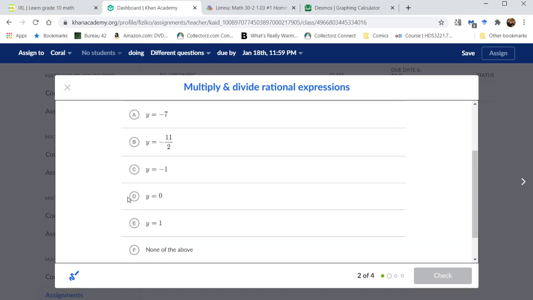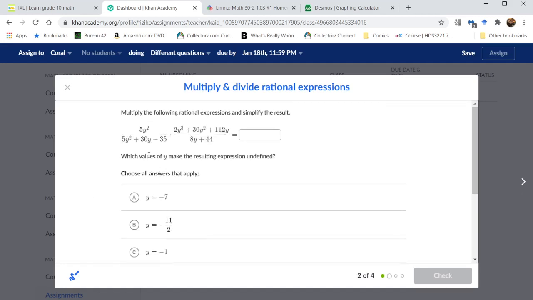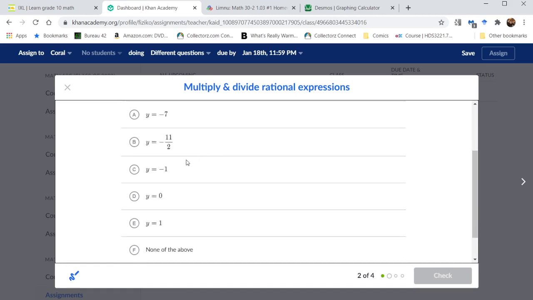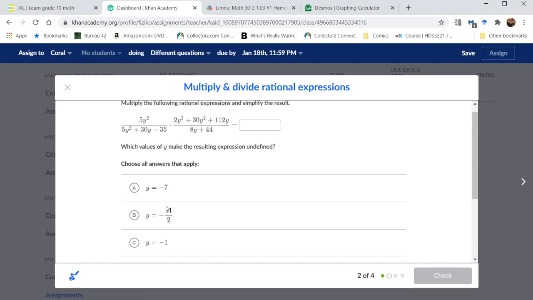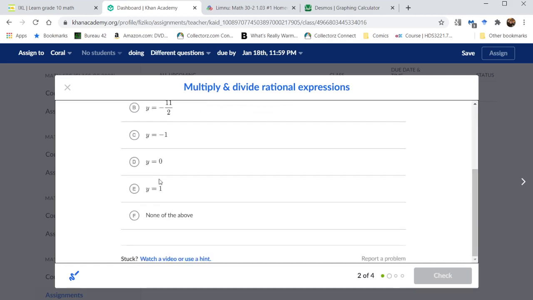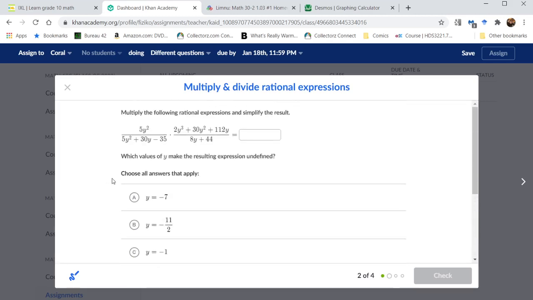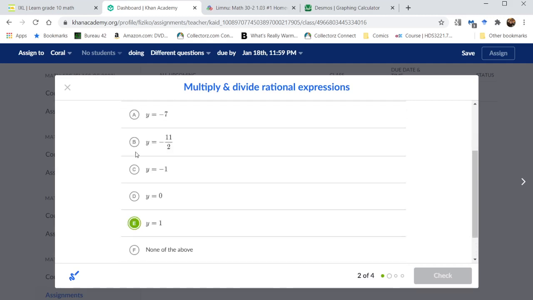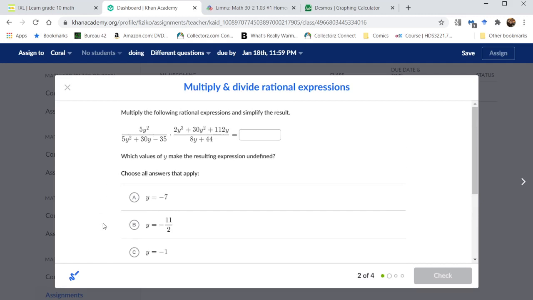One way to evaluate that is by going through these one at a time and substituting these into our denominators. For example, y equals 0 gives us a negative 35 times a 44, so that one is perfectly well defined. If we let y equal 1, our first denominator becomes 0, so that can't be it. If we let y equal negative 1, they both appear okay.